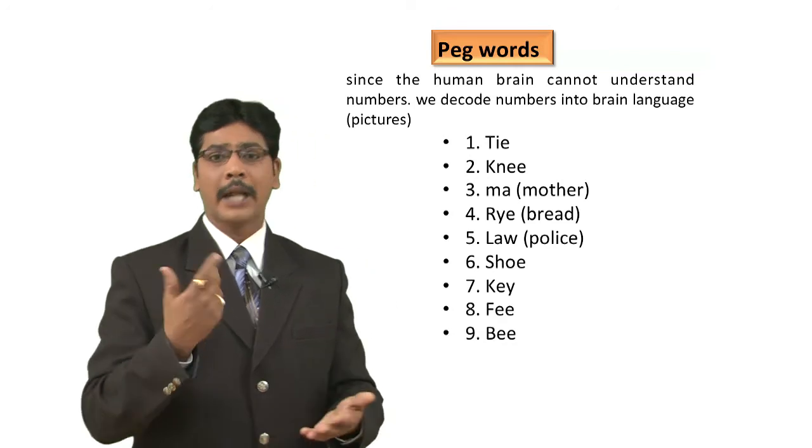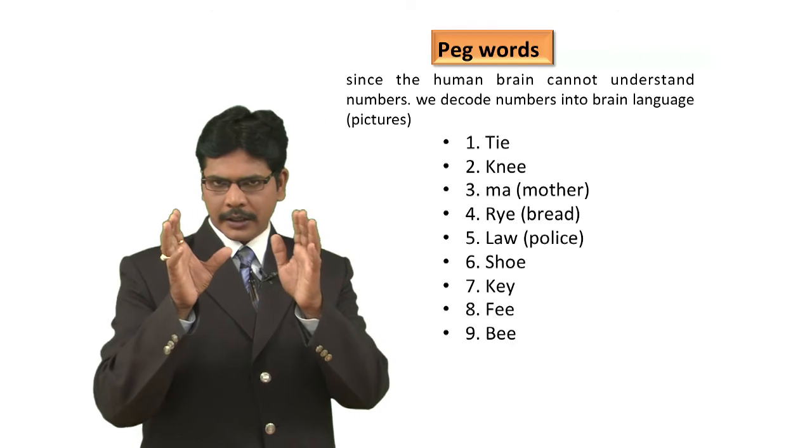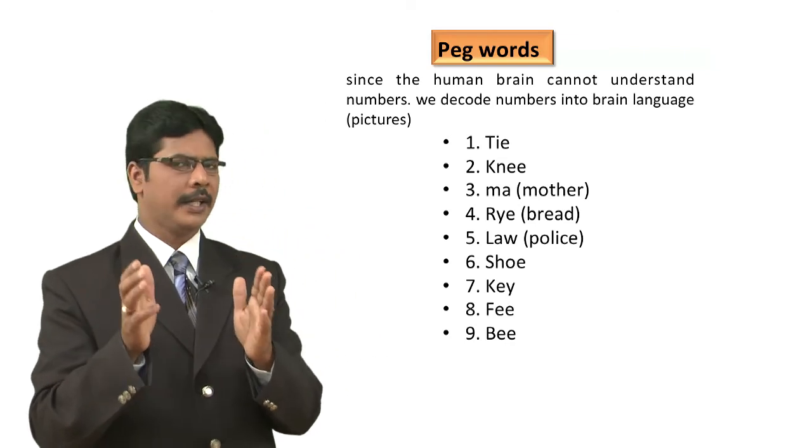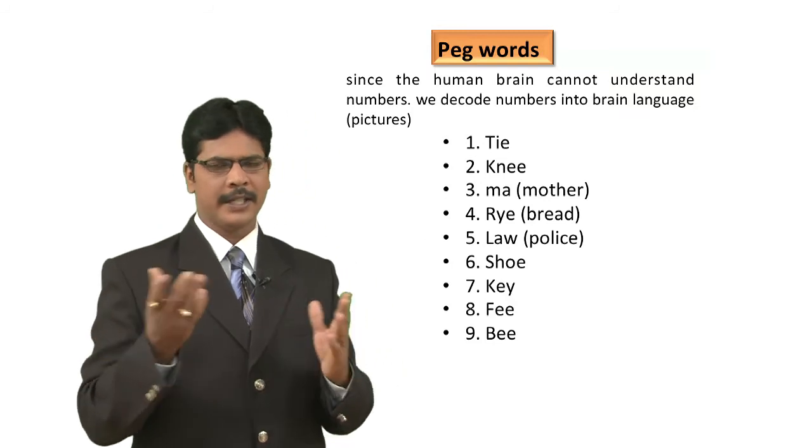You can take a word like tie. There are so many options, see. So we're going to take only such a word which you can easily access and then store in the mind, which you can easily understand.